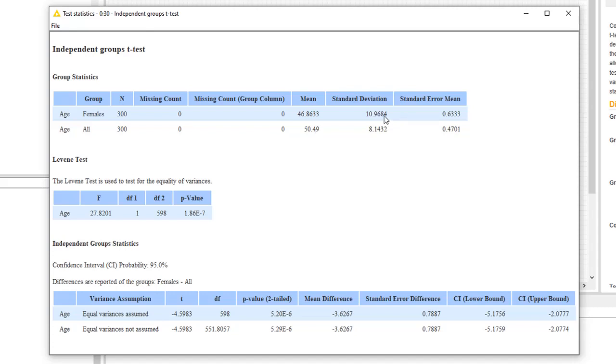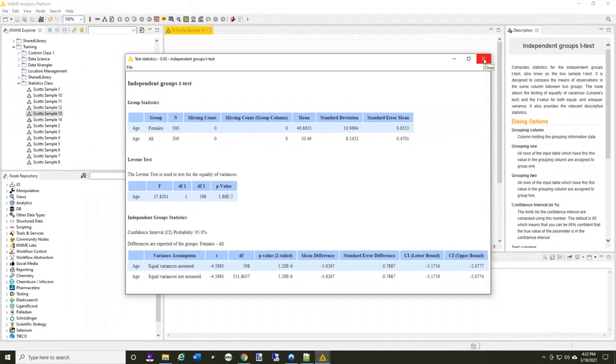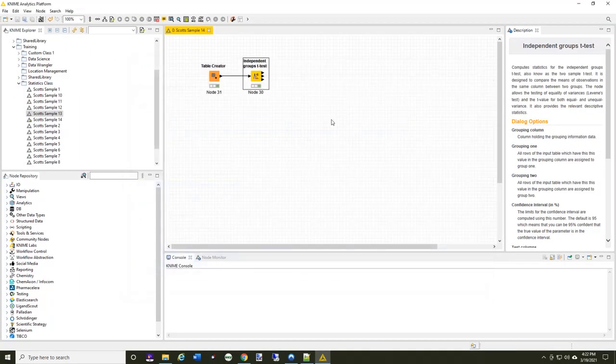I can also see that the standard deviation is not the same, which means the variance is not going to be the same. Now, if I look down here, since equal variance is not assumed, I can see that the probability of a two-tailed test, the probability of this being due to random chance, is 5.29 to the -6 power, which means this number is well below our 0.05 threshold. So in this case, I can reject the null hypothesis. That's how to perform this t-test within 9.